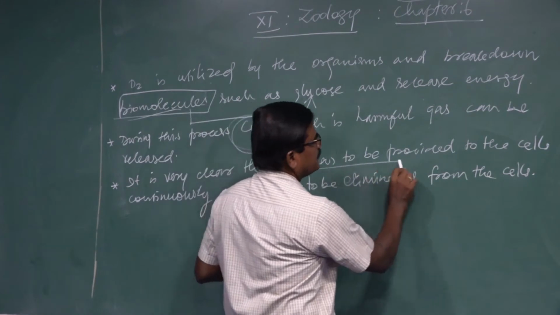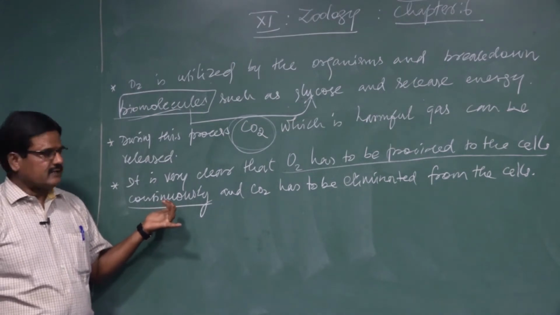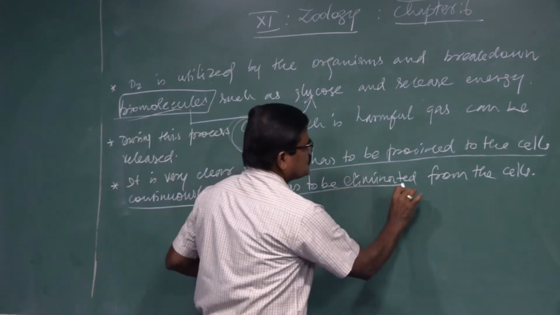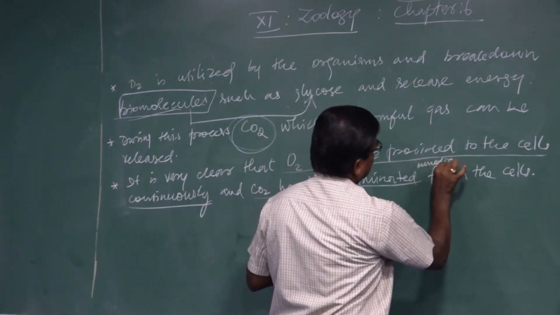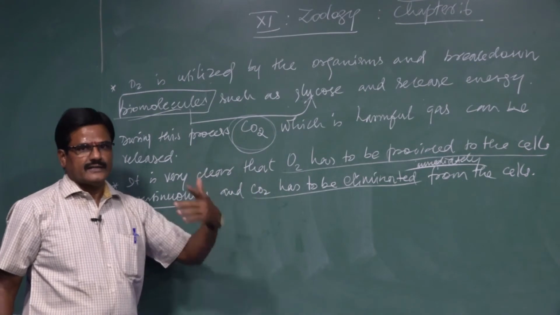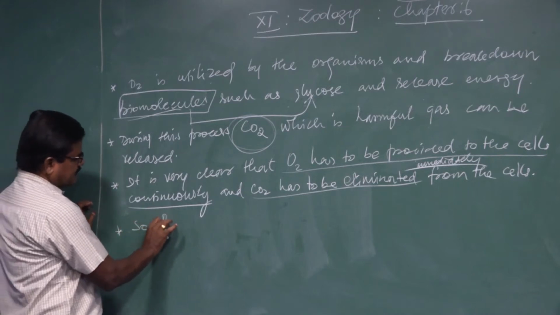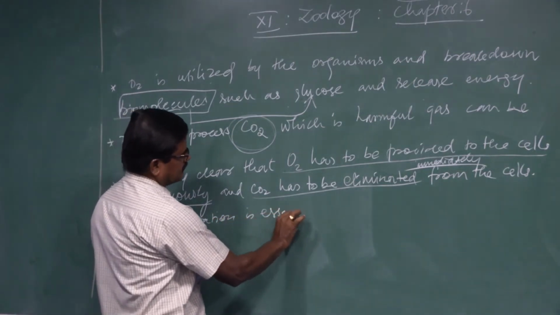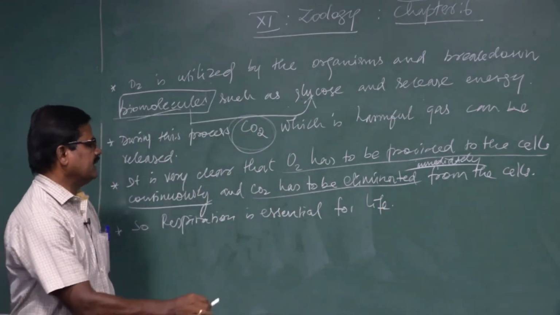Why does oxygen have to be provided to the cells continuously? Then only can the cells live. Otherwise the cells die, and finally we will die. Then why does carbon dioxide have to be eliminated immediately? If it is not eliminated immediately, it becomes poison, the cells will die, and finally the organism will die. So respiration is essential for life. Without respiration there is no life.